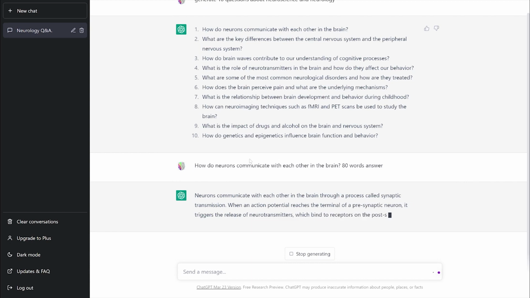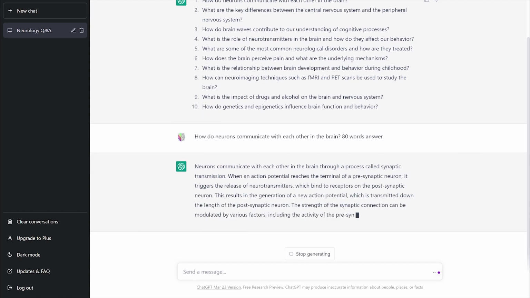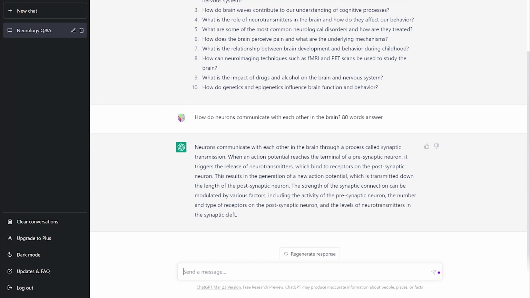Okay, so it says neurons communicate with each other in the brain through a process called synaptic transmission. True. When an action potential reaches the terminal of the presynaptic neuron, it triggers the release of neurotransmitters, which bind to receptors on the postsynaptic neuron. This results in the generation of a new action potential, which is transmitted down the length of the postsynaptic neuron. The strength of the synaptic connection can be modulated by various factors, including the activity of the presynaptic neuron, the number and type of the receptors on the postsynaptic neuron, and the levels of the transmitters in the synaptic cleft.